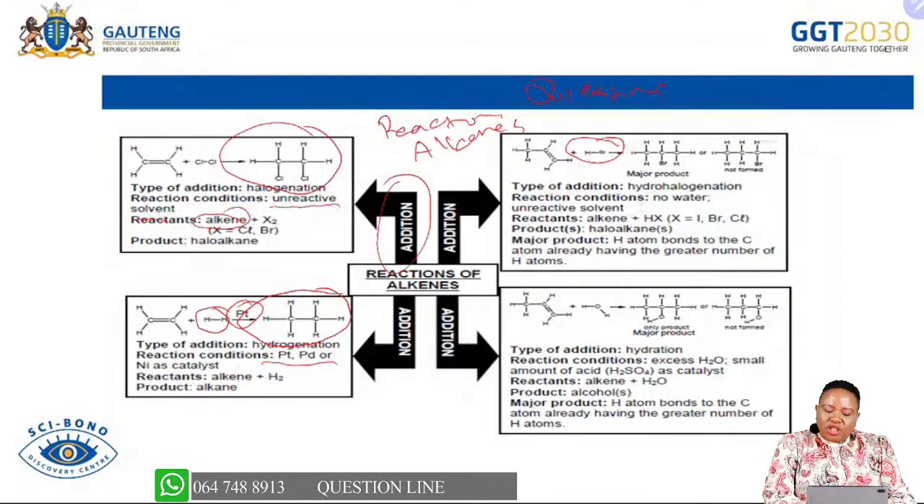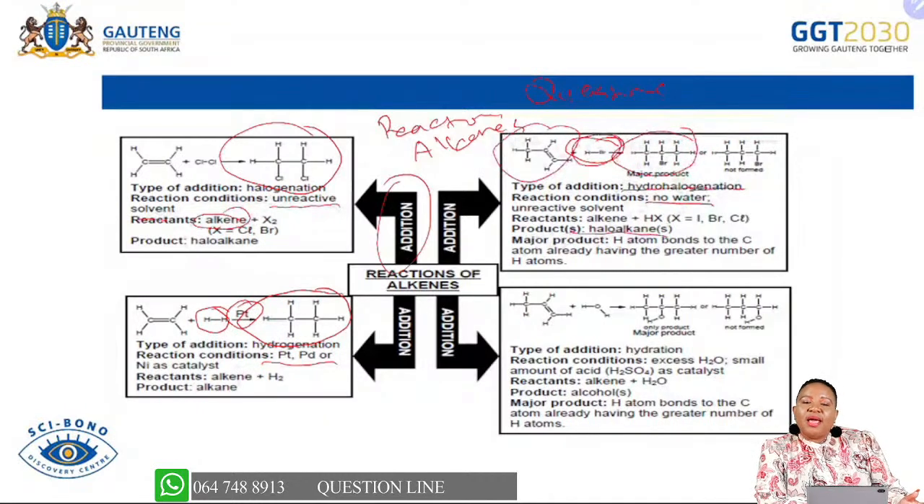Now, the hydrohalogenation, the condition is that you don't need water, because it's the reaction of hydrogen halide, or hydrogen and halogen, with an alkene again to get a haloalkane. In this case, you will see that a haloalkane will be formed. But when you look at halogenation and hydrohalogenation, the difference between the haloalkanes is that the one of halogenation will have 2 halogens, and the one of hydrohalogenation will have only 1 halogen.